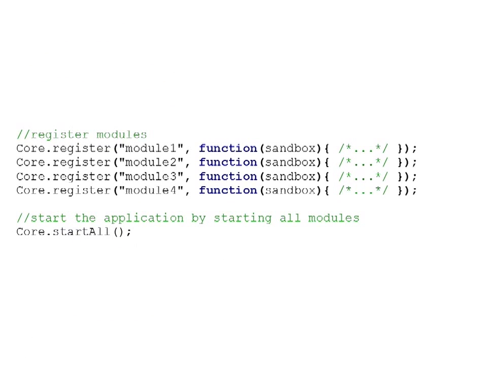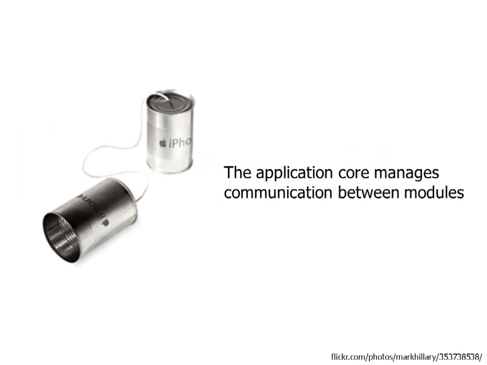And then when you're going to build your web application and start it up, you end up with something that looks like this. Right? A bunch of modules that are being registered, and then the application core starting them all up. And each of these modules may be in a separate JavaScript file. You may throw them into the body of the page. It really doesn't matter. It's just that this pattern will end up being followed.